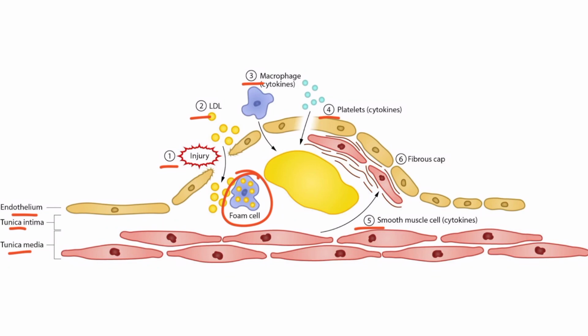to the injured region. Smooth muscle cells, along with macrophages, release cytokines, which results in extracellular matrix deposition, including collagen, elastin, and proteoglycans, which we can see right here. This ultimately results in the formation of a fibrous plaque or cap. This entire structure is called an atheroma.